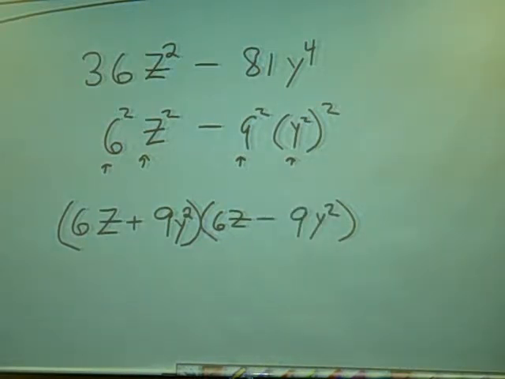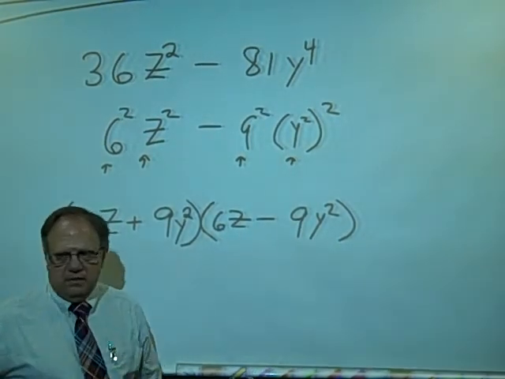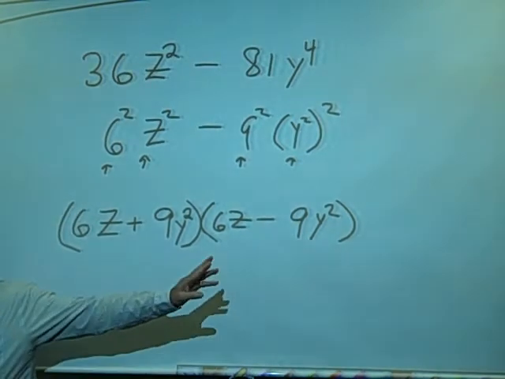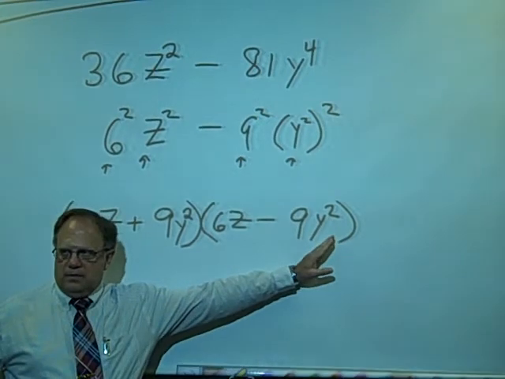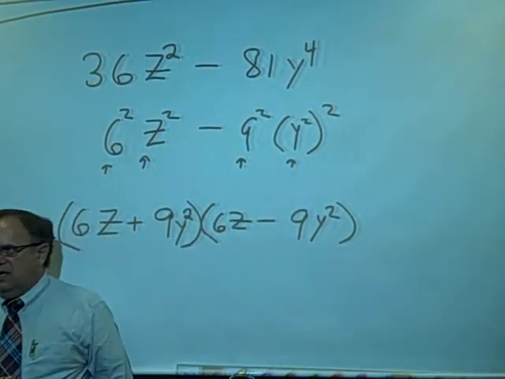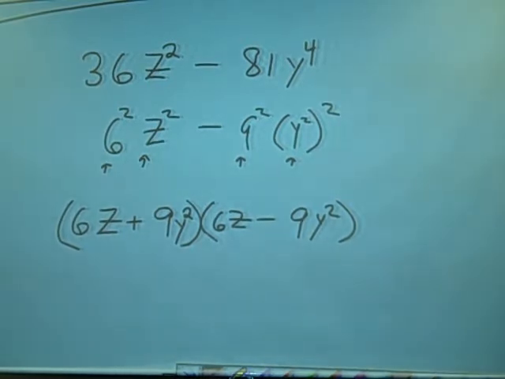Can we factor that again? Careful now. Do we have a difference of 2 squares? No, we don't. That's not, and that's not. So everything has to be square, square, square, right? Square, square, minus square, square. If it's not, then you can't. So you want to be careful with that. Alright, so that's as far as we can go with that one.